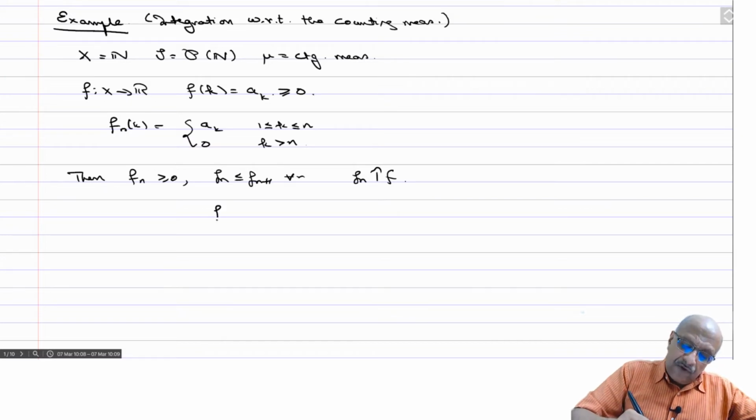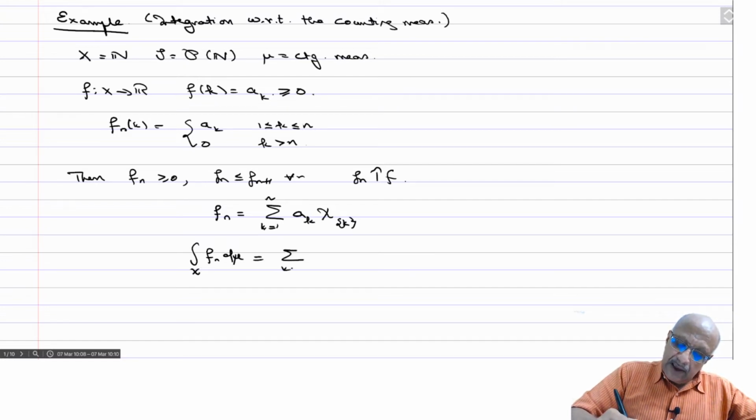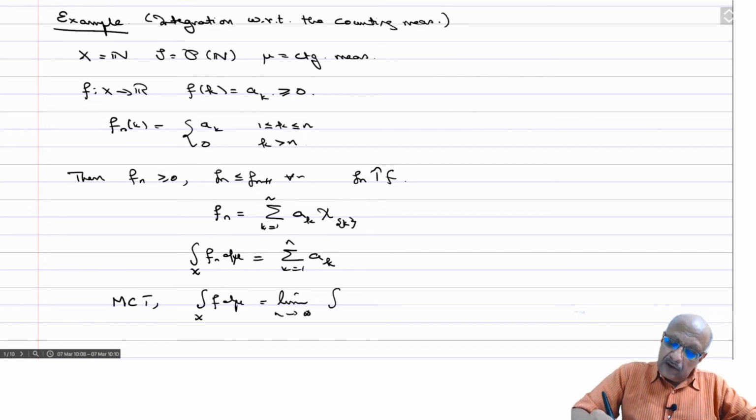And also f_n, if you see, is nothing but the sum of a_k times chi of singleton k, k equals 1 to n, and therefore this is a non-negative simple function. Therefore the integral of f_n d mu over X is the sum from k equals 1 to n of a_k times the measure of singleton k, which is just 1. Then by the monotone convergence theorem, the integral over X of f d mu is equal to the limit as n tends to infinity of the integral over X of f_n d mu, and that is nothing but the sum from k equals 1 to infinity of a_k.